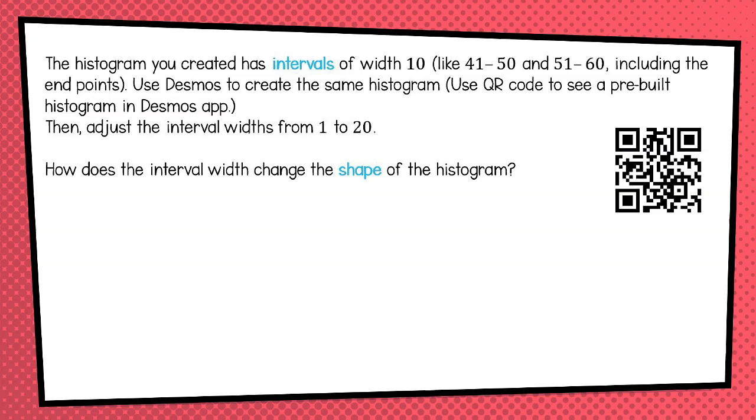However, we're going to take advantage of the fact that we can easily make adjustments using technology, and we will adjust those interval widths down to a minimum of 1 day up to a maximum of 20 days. And when we do this, we're going to be able to see how the interval width itself affects the shape of the histogram. To access a pre-built histogram, you can use the link in the description of this video, or you can use the QR code that is on your paper or here on the screen.